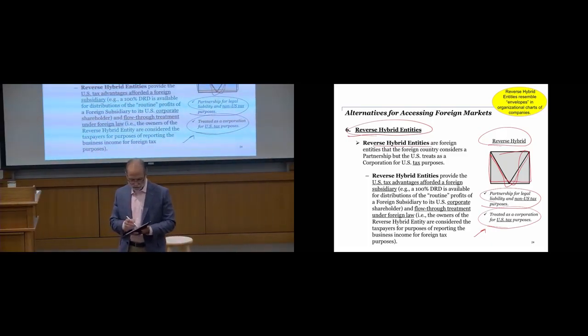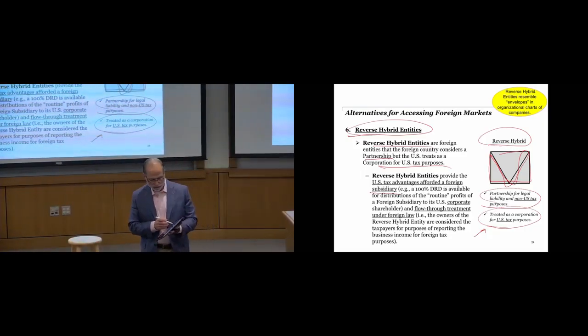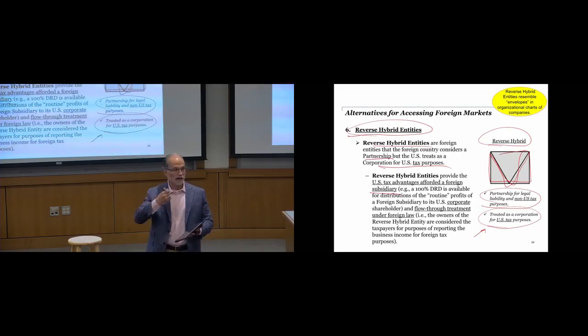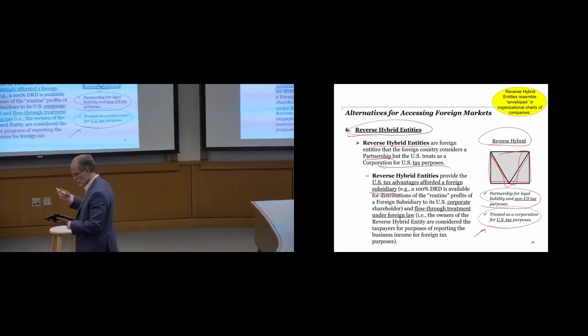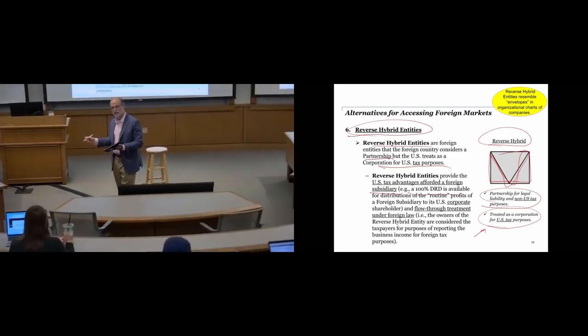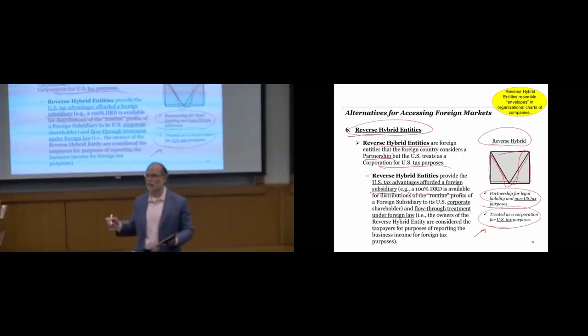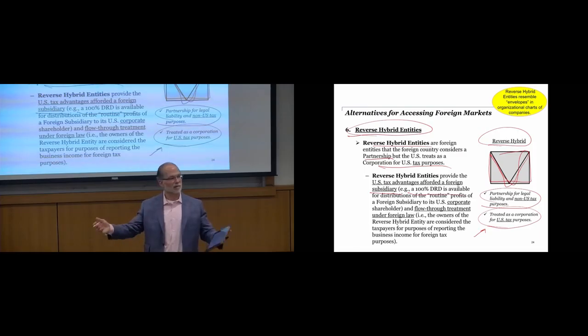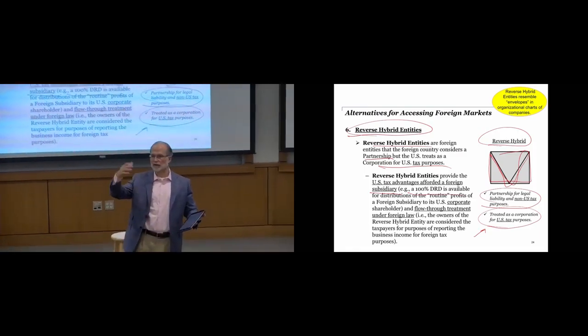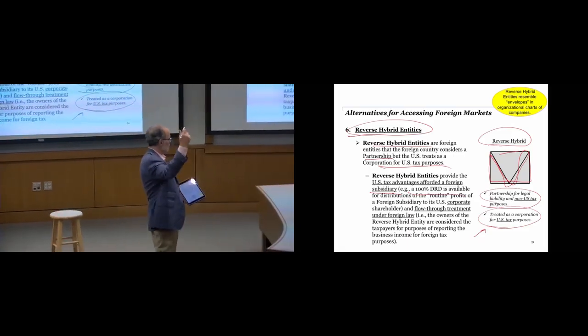Okay. Again, reverse hybrids are foreign entities that the foreign country considers a partnership and the U.S. treats as a corporation for U.S. tax purposes. They provide the advantages afforded a foreign subsidiary. So we, United States, treat that as a foreign corporation. So the 100% dividends received deduction is available for routine foreign profits, and it gets flow-through treatment under foreign law. Why? It's a partnership. Partnerships, in nearly every country, do not pay tax. The partners pay the tax on the partnership income that flows through to them.